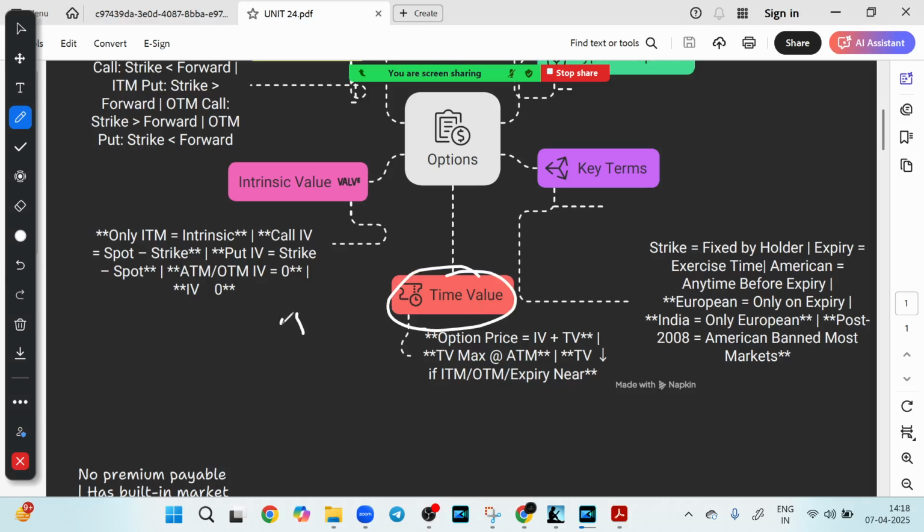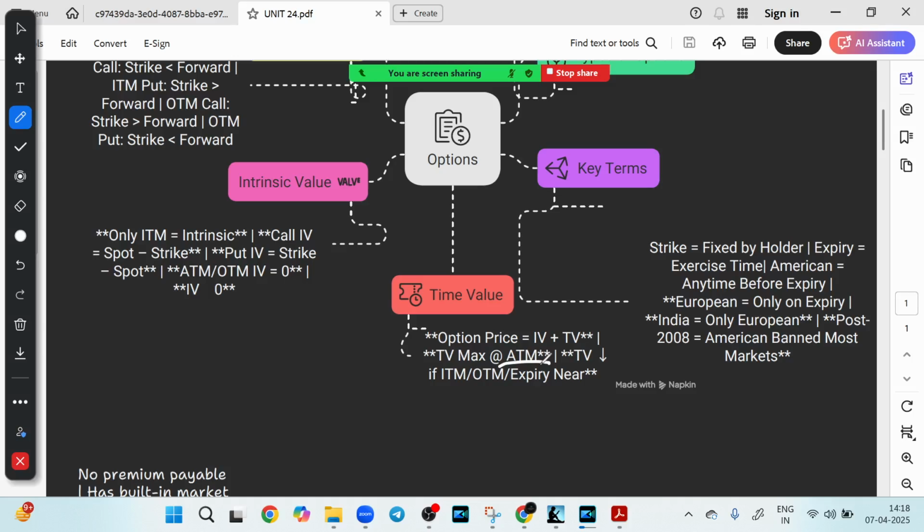So friends, one more thing is called time value. After intrinsic value, something important is called time value. It is the extra premium you pay for the time left until expiry. One formula you must remember: to find the option price, you add two things. First, the intrinsic value, and then the time value. This time value is highest at the ATM, at the money, right? Time value decreases as expiry nears, or when the option is deeply ITM or OTM.